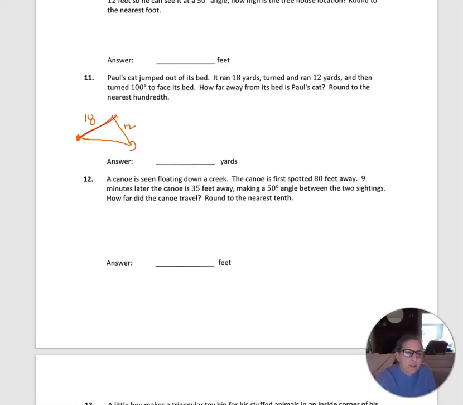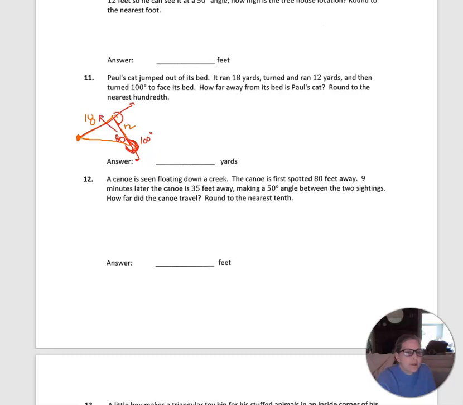This cat was running in this direction, and then it turned at a, well, it doesn't tell you the angle there, right? Then it was running 12 yards here, and it turned 100 degrees. If it turned 100 degrees here, that means this is going to be 80 degrees right here, okay? So we've got side, side, angle. We can use the law of sines here, but we have to be very careful.